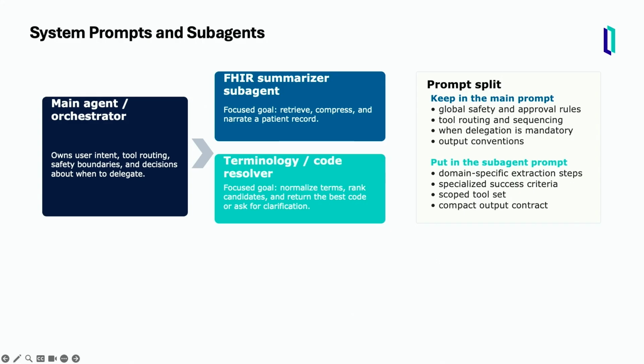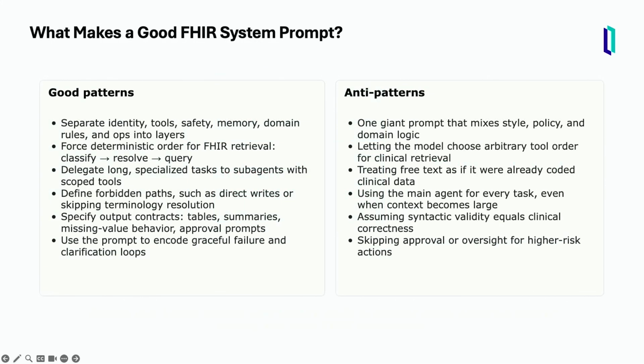I'm not going to go too deep into this, but basically your main agent shouldn't try to do everything. This is where, by good design, you could create sub-agents, such as the sub-agent FHIR summarizer, which we'll see more of. And that prompt should have its own orchestration and skills to do what it needs to do correctly. So a good FHIR system prompt is explicit, layered, and testable. It tells the agent how to route work, when it should use terminology resolution, and when it must use sub-agents.